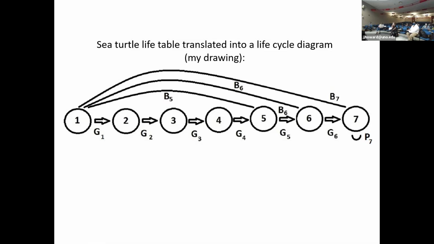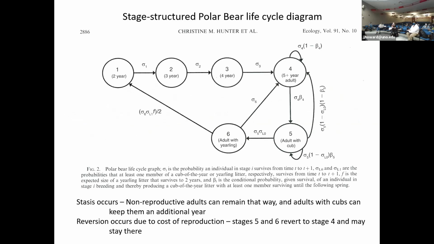So let's look at a second species, and this is polar bears. This is also from ecology. Polar bears have a cost to reproduction, and here is the life cycle that these guys came up with. So here you have stage 1 individuals that are independent from their mother for the first time. They're approximately 2 years old. And that's where we start this. Then we have stage 2 individuals that are 3 years old, stage 3 individuals at 4. They don't really start reproducing until they're about 5.